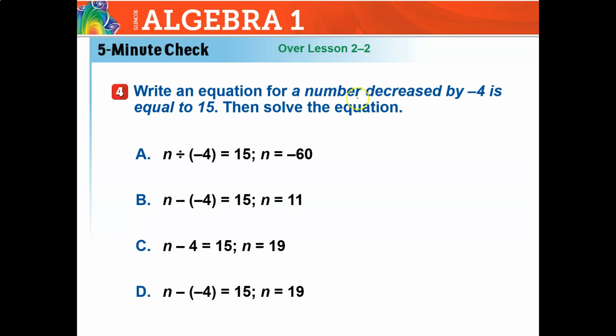Write an equation for the number, which is our x, or in this case n, decreased by negative 4 is 15. So n either plus a negative 4 or minus a negative 4 is equal to 15. Then solve the equation. So n decreased by a negative 4 equals 15. We know n minus a negative 4 would be n plus 4 equals 15.